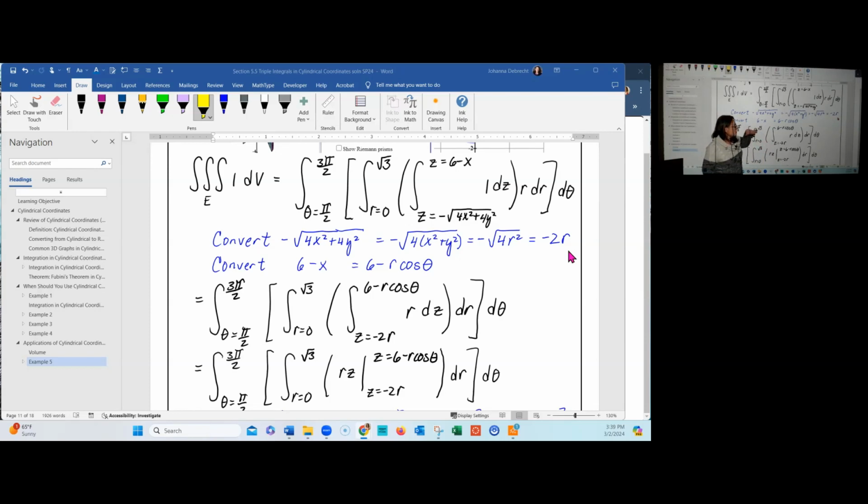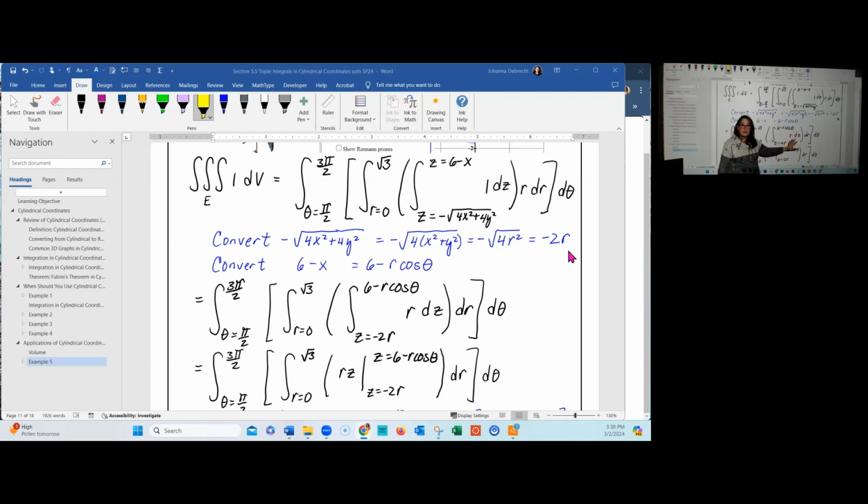The upper surface is given by the slanting plane 6 minus x. So we replace x with r cosine theta to get 6 minus r cosine theta for the innermost limits of integration with respect to z. Notice that I moved the r from the r dr d theta differential inside into the main integrand. The integrand then just simply consists of r dz dr d theta.